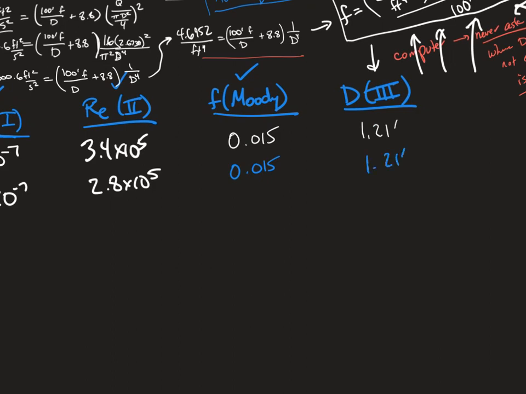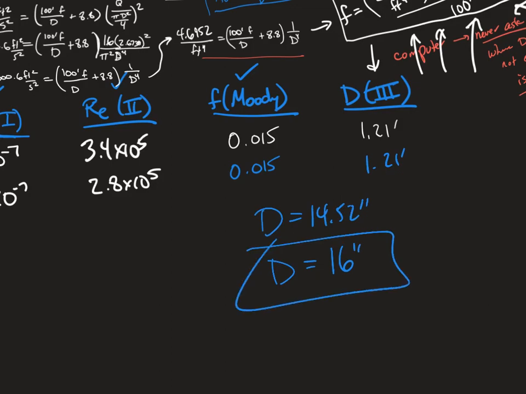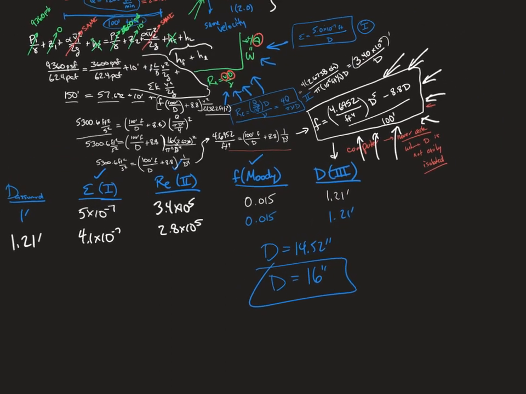So we would take that 1.21 feet and multiply it by 12, and we would get 14.52 inches. Okay, so we probably are going to want to order, I don't really know how we size pipes. We probably get them every 2 inches, so maybe a 16-inch pipe if we can get that. Okay, so that's it.